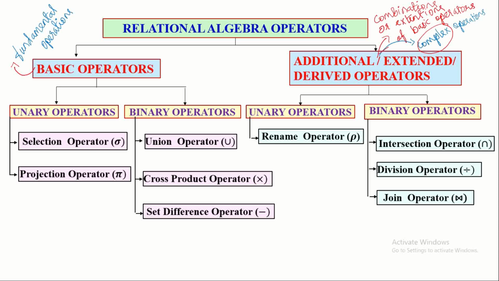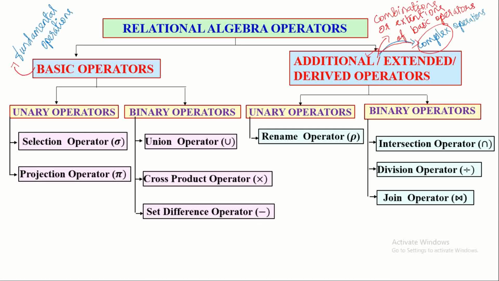These additional operators are useful for performing complex operations. But these complex operations can also be performed only with the help of multiple basic operators, so even without additional operators these complex operations can be performed. That's why these operators are also known as extended operators or derived operators.